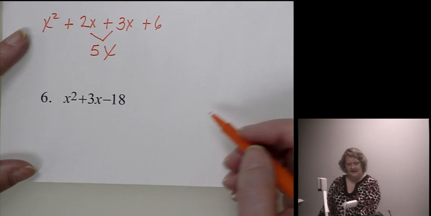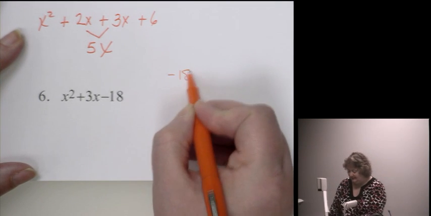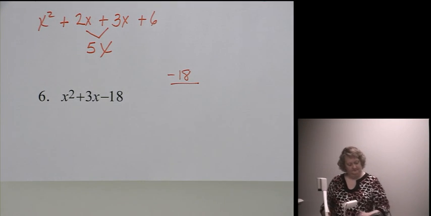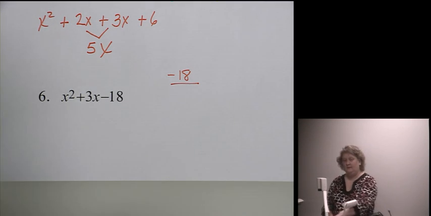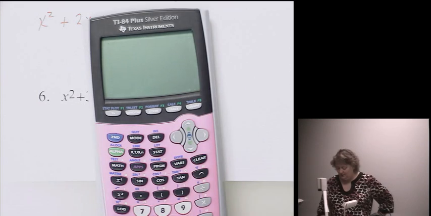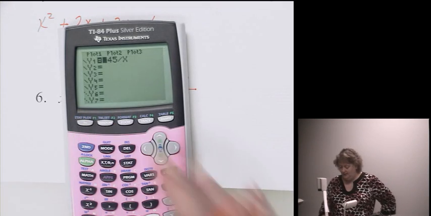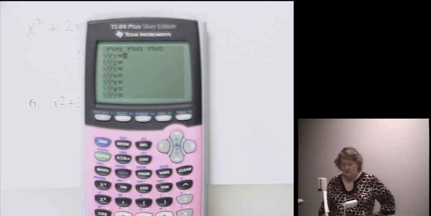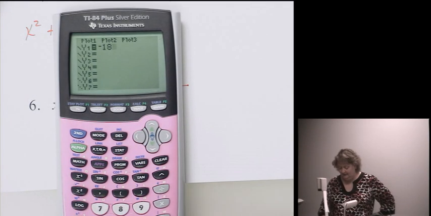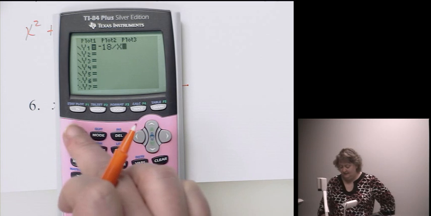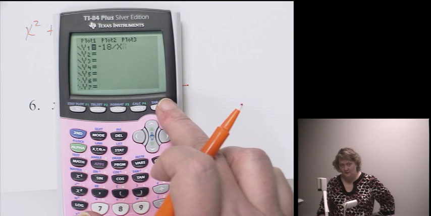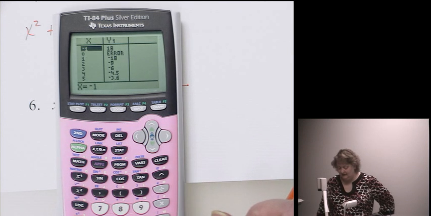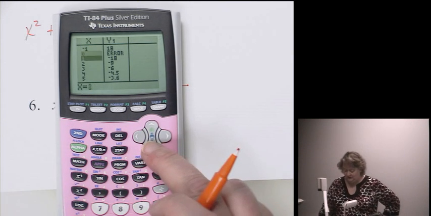Okay, let's look at this example here in negative 18. With the negative 18, let me go back and just show you how to put this in your calculator. We want to press y equals, then type in negative 18 divide x, second table, which is above the word graph there, the second to either get to the blue or yellow, depending on which calculator you have.